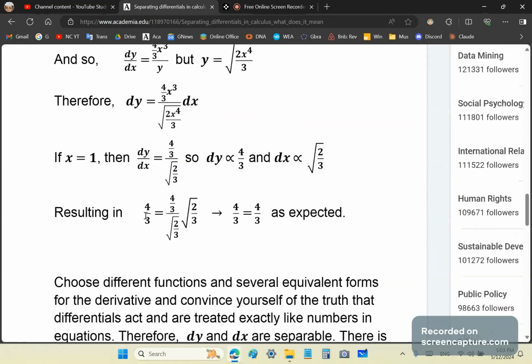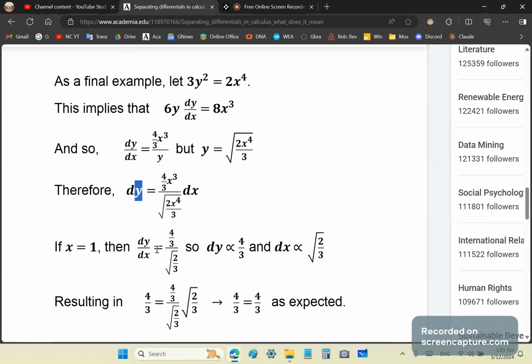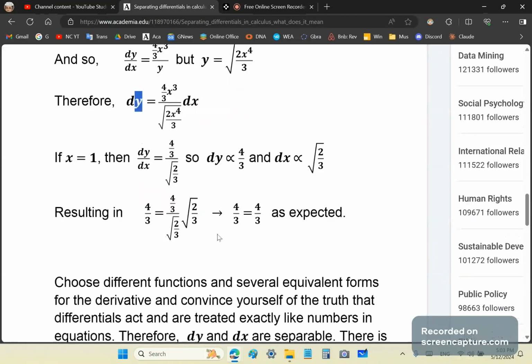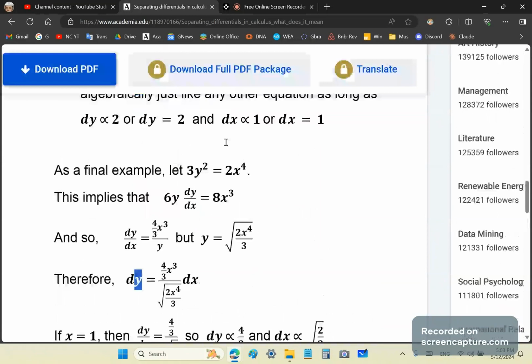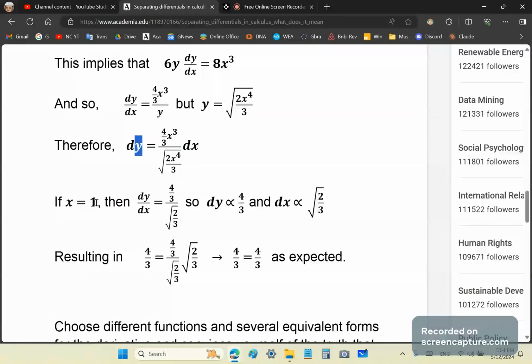Resulting in this equation here, if we substitute the values in, so we substitute this dy, 4/3, okay, and the dx, and of course x is 1, and so we have 4/3 is equal to 4/3, as expected. I didn't put the value of x in here as 1, but that's what was chosen right here, okay?